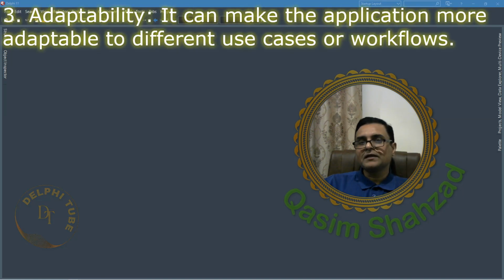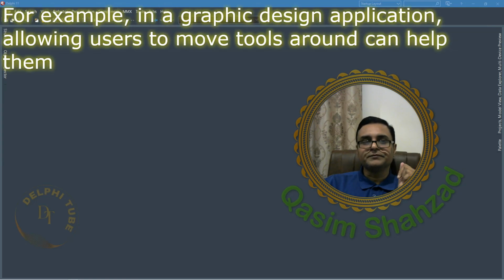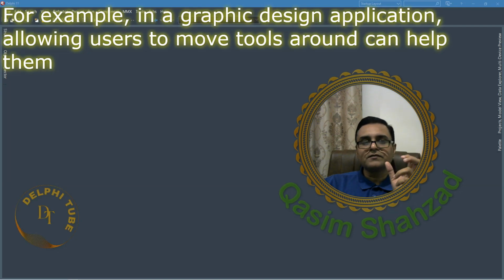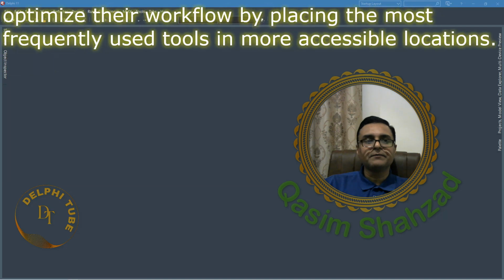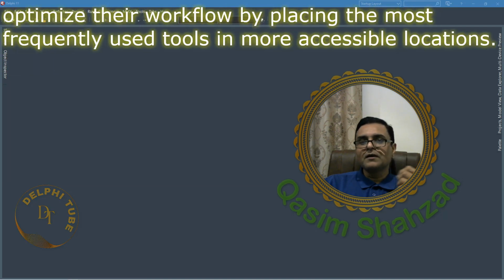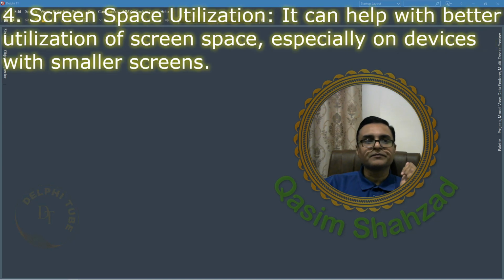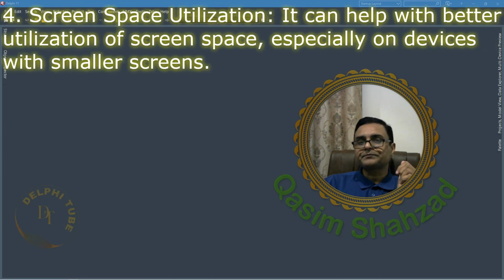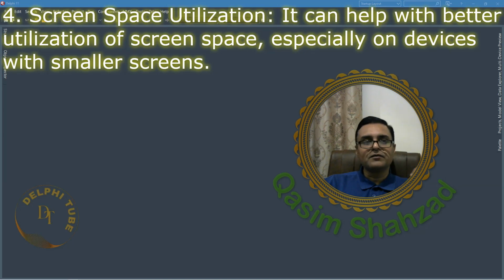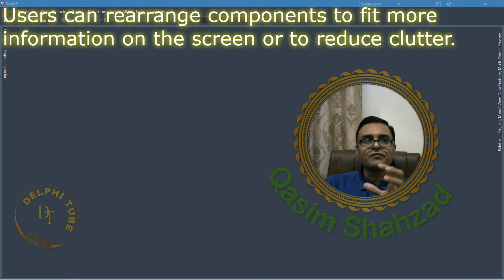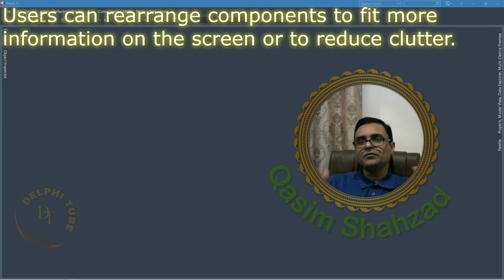Similarly, it can make the application more adaptable to different use cases or workflows. For example, in a graphic design application, allowing users to move tools around can help them optimize their workflow by placing the most frequently used tools in more accessible locations. Similarly, it can help with better utilization of screen space, especially on devices with smaller screens. Users can rearrange components to fit more information on the screen or to reduce clutter.